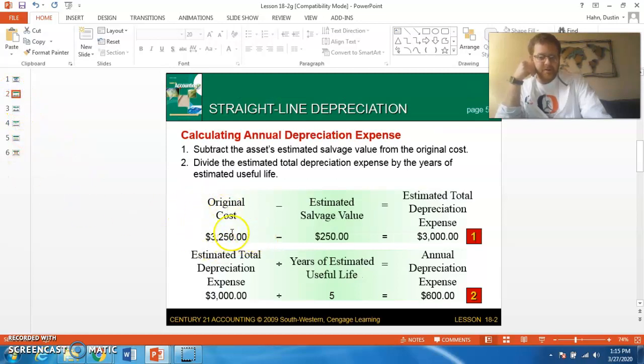This is where the numbers come into play. This is how much I bought the car for. This is how much the junker will buy it for. Subtract the two to get how much the car will actually depreciate. We then take that number and divide it by how many years we are anticipating having this product. Since it's 5, take 3,000 divided by 5 to get 600. $600 is your annual depreciation expense.